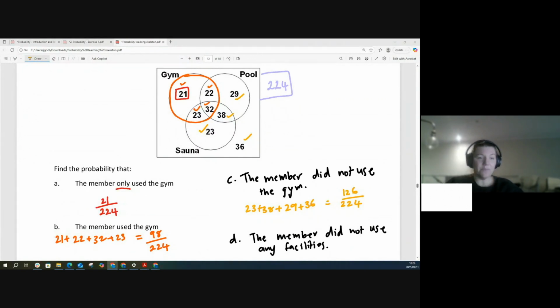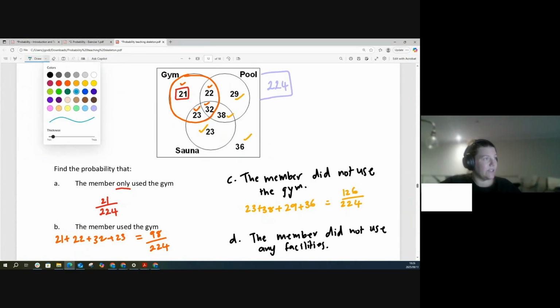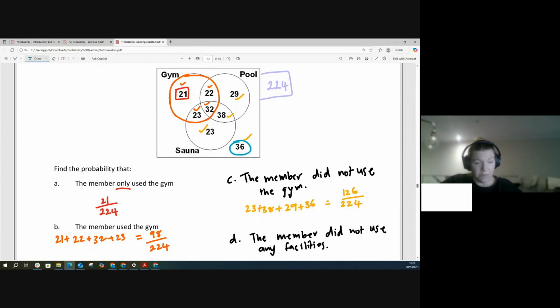What's the probability that the member didn't use any facilities? That's just going to be these people over here. So that's just our 36 out of 224.